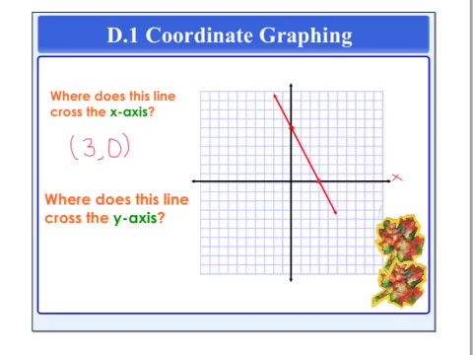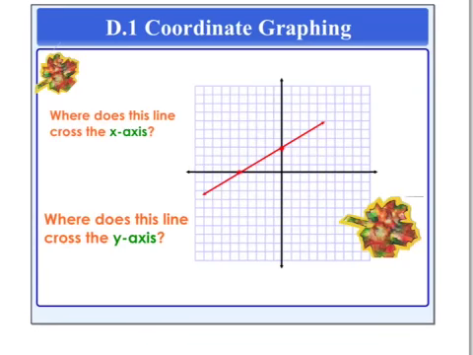Where does this cross the x or the y-axis? You have to go left and right 0, and then you have to go up 1, 2, 3, 4, 5, 6. So at 0, 6. Over here, where does it cross the x-axis? You have to go to the left, so we've got a negative 1, 2, 3, 4, 5. And we have to go up and down 0. Where does it cross the y-axis? You go left and right 0, and then up 3.